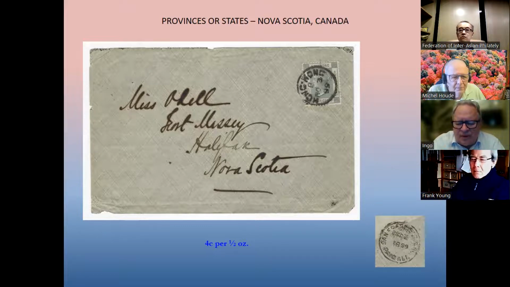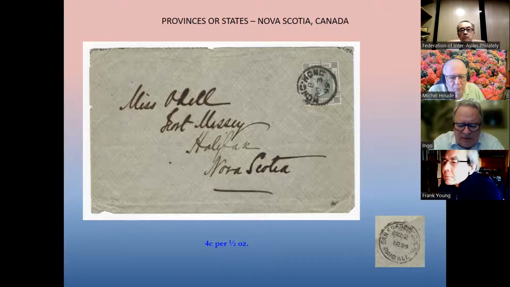Now, finding Hong Kong mail from that early era, the 1860s, is extremely scarce. And I don't have any of that. But I do have Victorian mail to Nova Scotia in this cover. A very straightforward 4 cents per half ounce rate. Fortunately, there's a paid all San Francisco marking on the back, so we were able to find out the routing. And it would have crossed America to the East Coast by rail and then gotten to Nova Scotia, probably by ship from either Boston or New York.